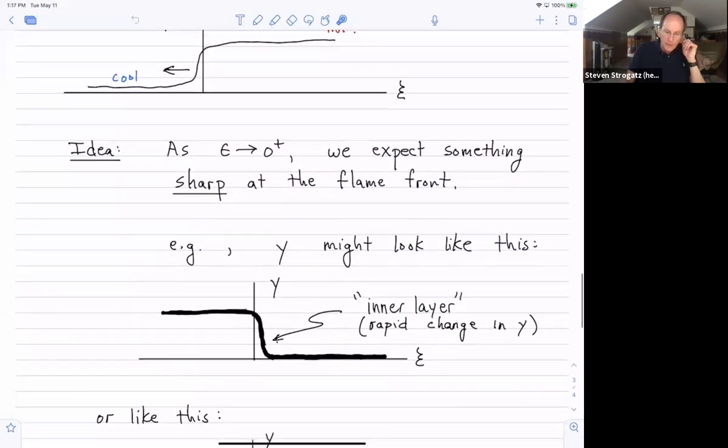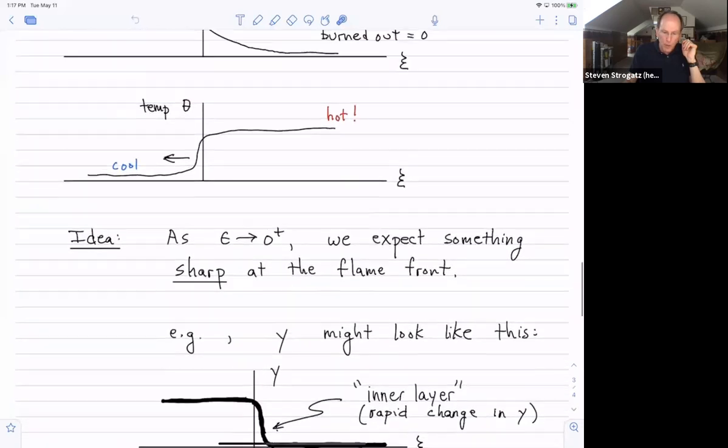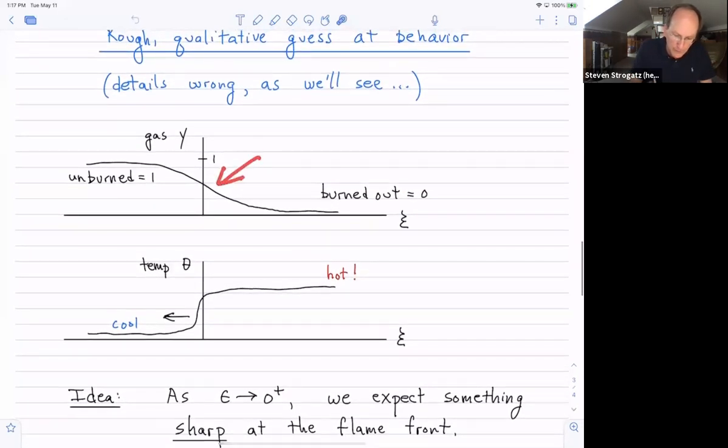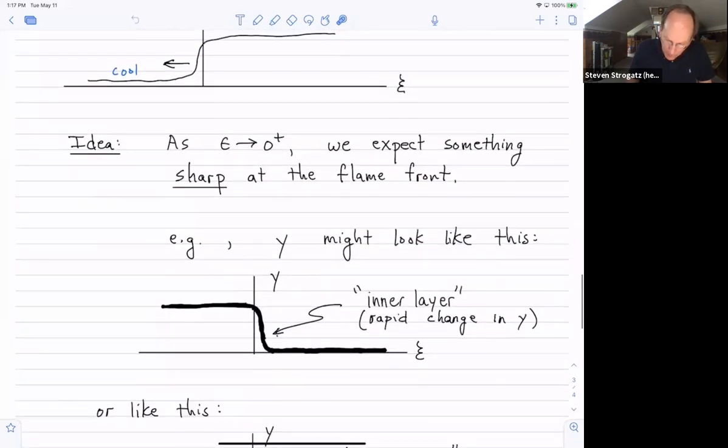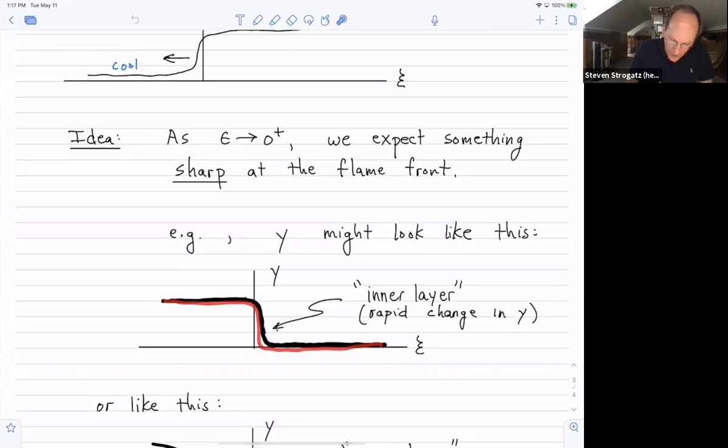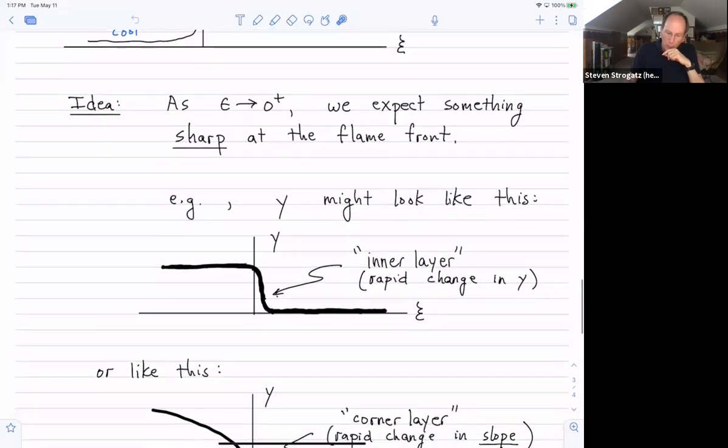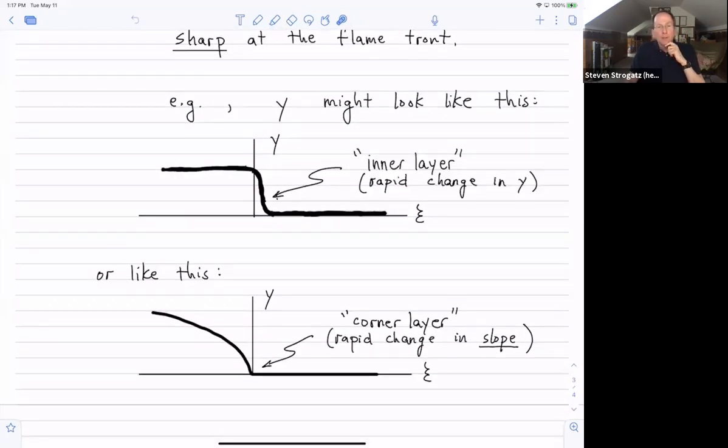Not so clear. Do we think, as far as y, this upper variable is concerned, that maybe we'll get a sharp inner layer like this, where y jumps from zero to one? Or maybe rather than a rapid change in y, we might get a rapid change in the derivative of y. So we might have a corner layer where y itself is continuous, but the derivative is jumping. So it isn't totally clear which we should expect here. It's going to turn out that it'll be like this, the corner layer. But we'll see that in the course of our analysis. And that analysis will give us the wave speed.